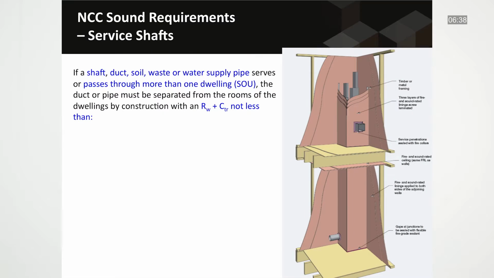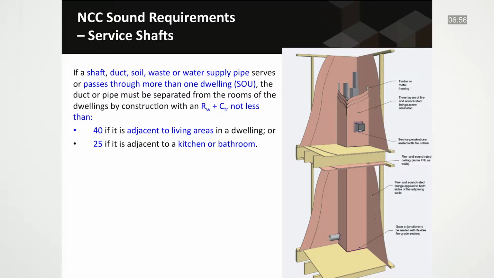In terms of the acoustic requirements for the service shafts, the NCC states that if a shaft, duct, soil, waste or water supply pipe serves or passes through more than one dwelling, the duct or pipe must be separated from the rooms of the dwellings by construction with an RW plus CTR not less than 40 if it is adjacent to living areas in a dwelling, or 25 if it is adjacent to a kitchen or bathroom.